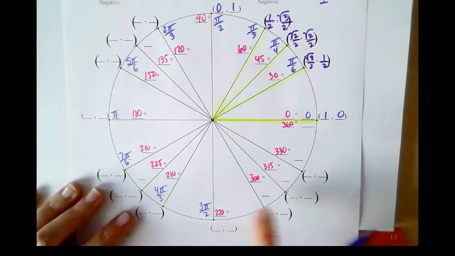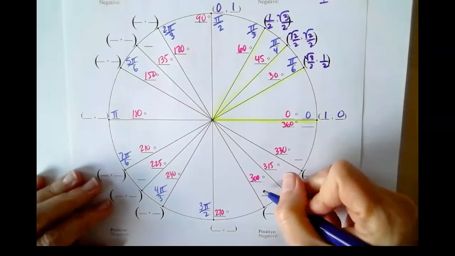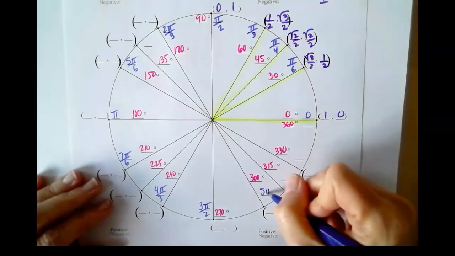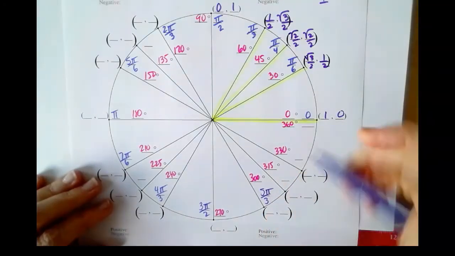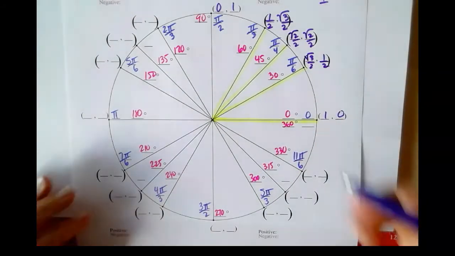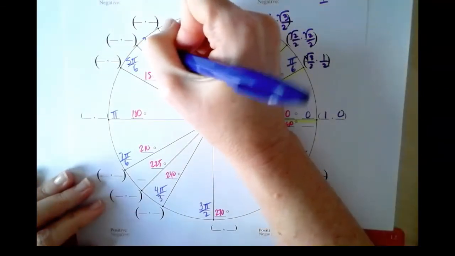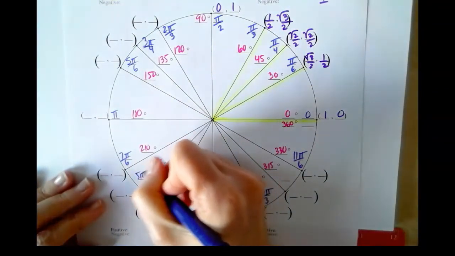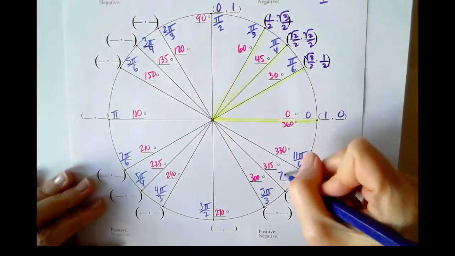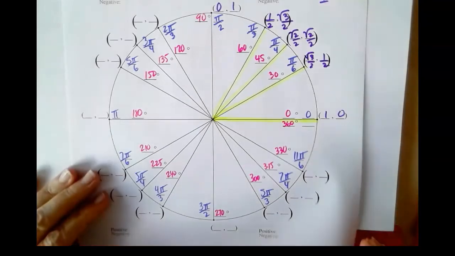7/6, 8/6, 9/6, 10 over 6. 10 over 6 reduces to 5/3. And then 11 pi over 6. So those are all the radians. Ooh, missed one. We've got to do the 45s. 1/4, 2/4, 3/4, 4/4, 5/4, 6/4, and yes, 7/4. Now we've got all the radian measurements in. Now let's finish filling in those coordinates.